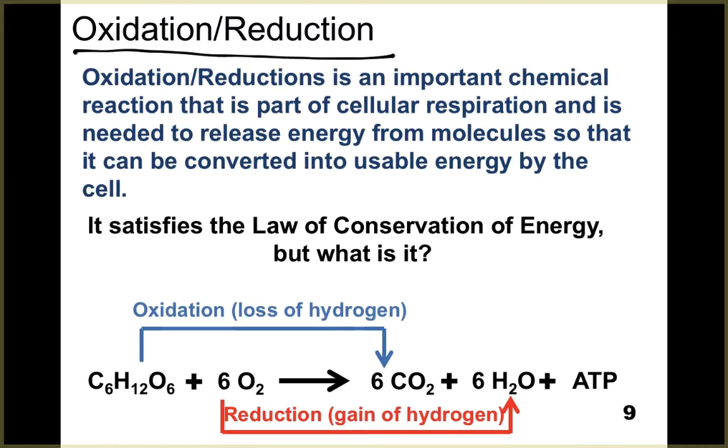And they're needed to release energy from molecules so that they can be converted into usable energy by the cell. So this process of oxidation reduction satisfies the law of conservation of energy. And how it does that is it's just allowing electrons to move, which carry energy from one molecule to the next. So look at these two guys right here. And what do you notice about them? And you don't need to look at the 6. Just look at the molecules.